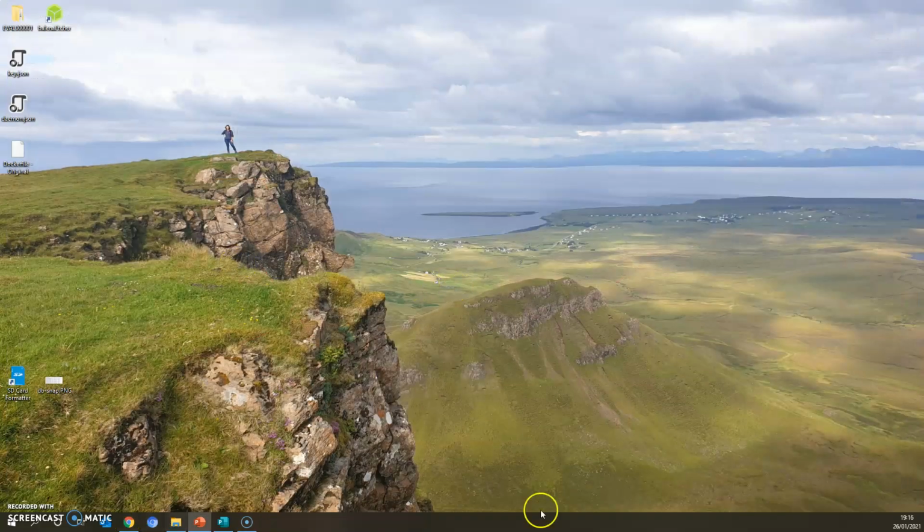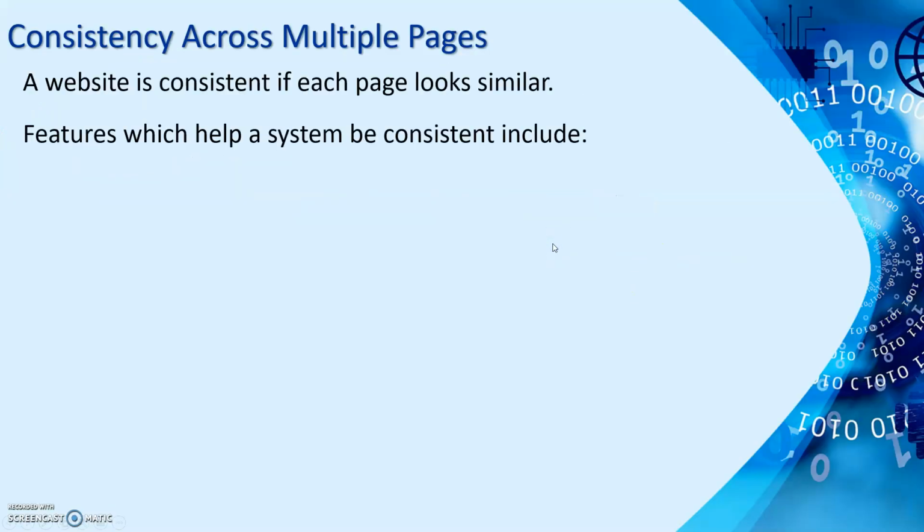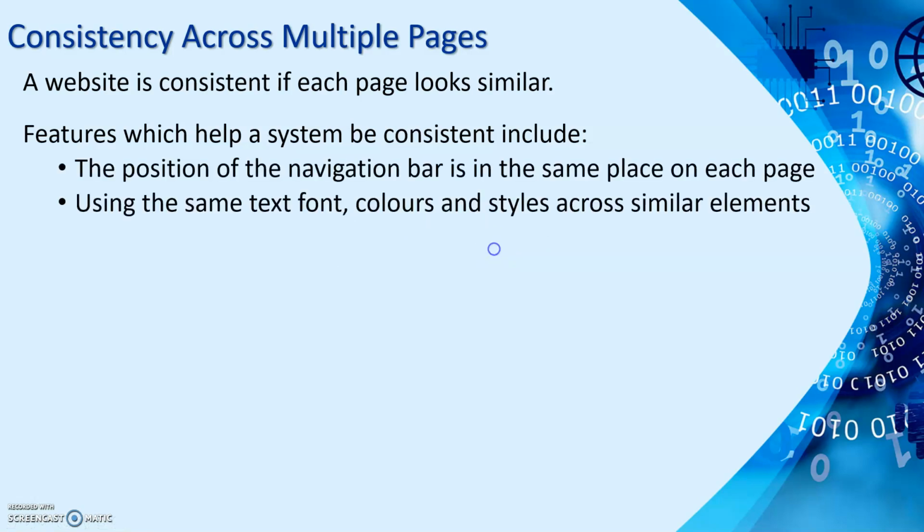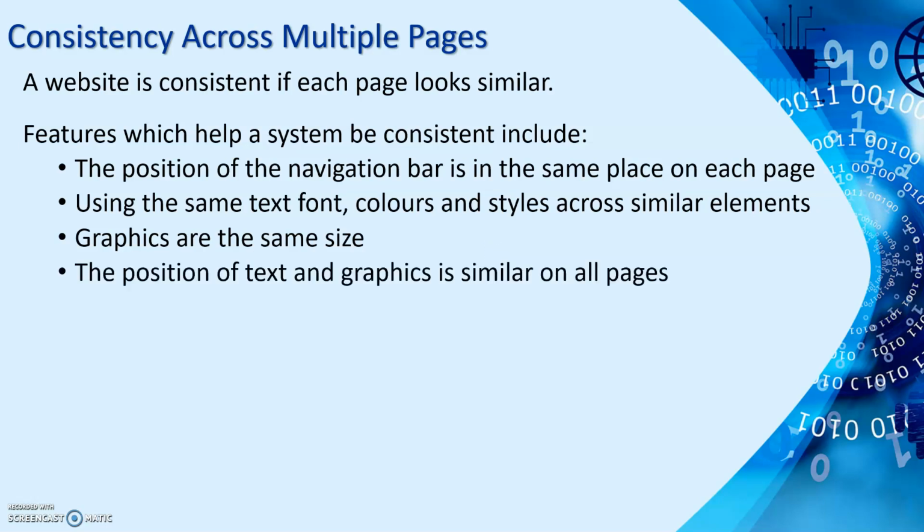Oh, some more information. Okay, so consistency, very important and a very, very popular question in the question paper. Consistency across multiple pages. A website is consistent if each page looks similar, and features which help a system be consistent include the position of the navigation bar being in the same place on each page, using the same text, font, colours and styles across the similar elements, graphics being the same size, the position of the text and graphics being similar on all the pages, and the colour scheme being consistent throughout.